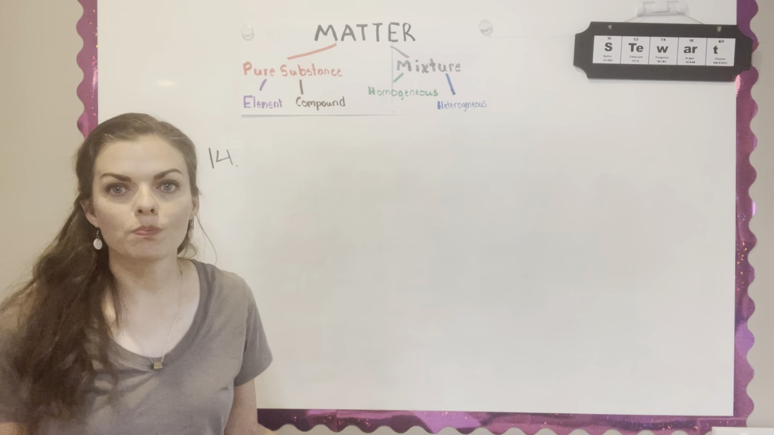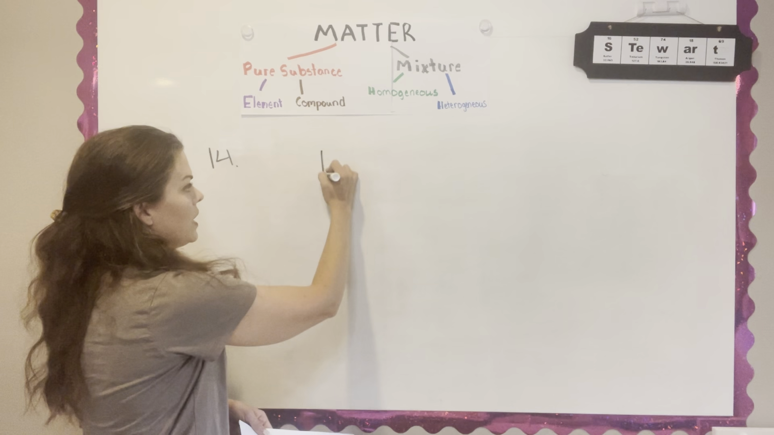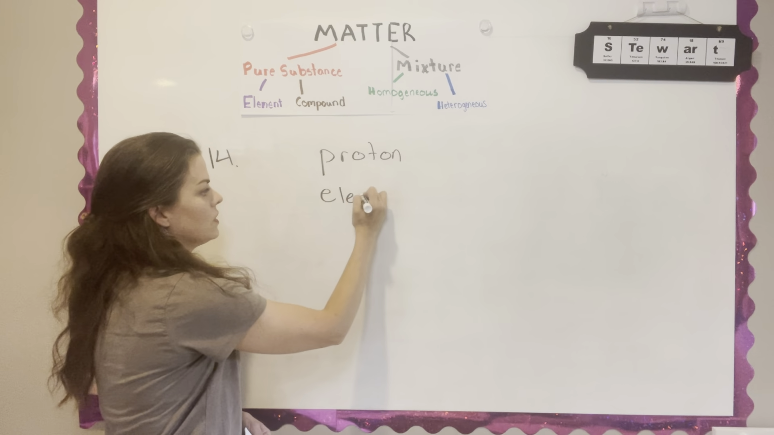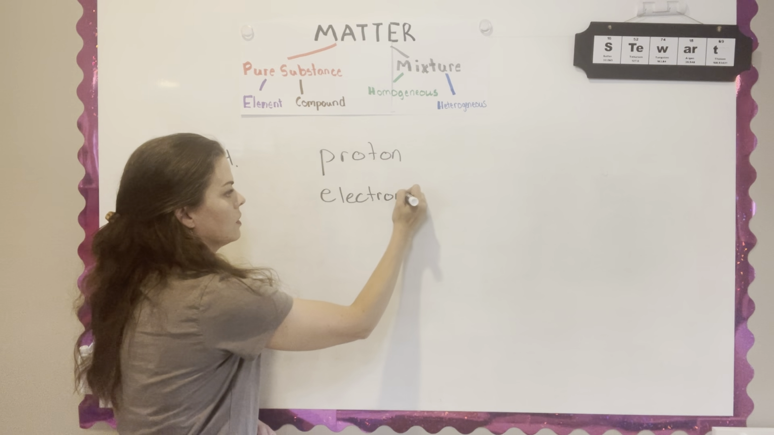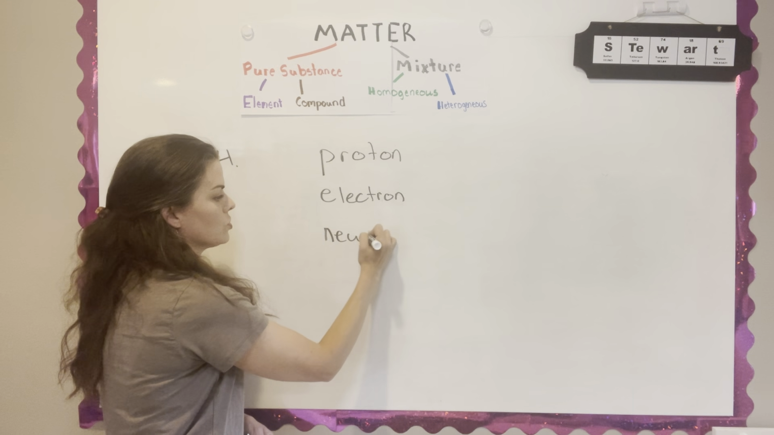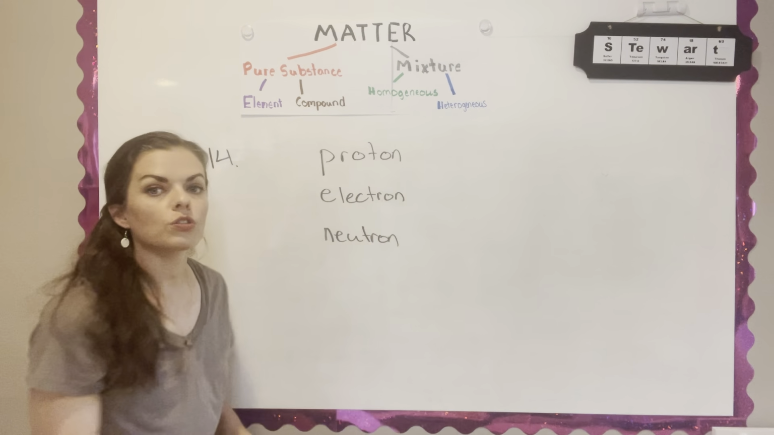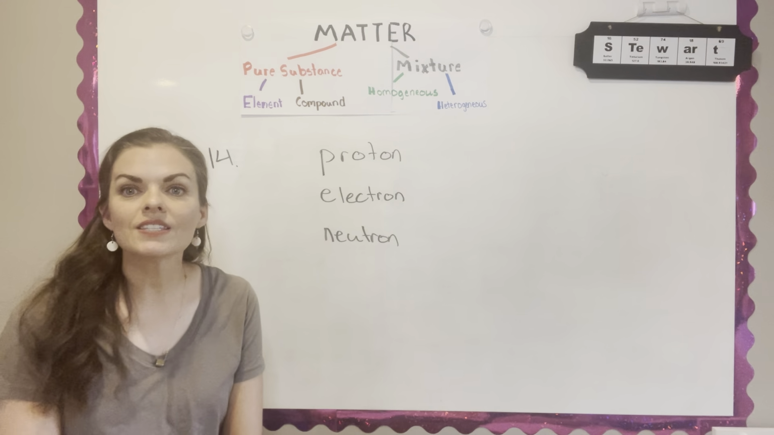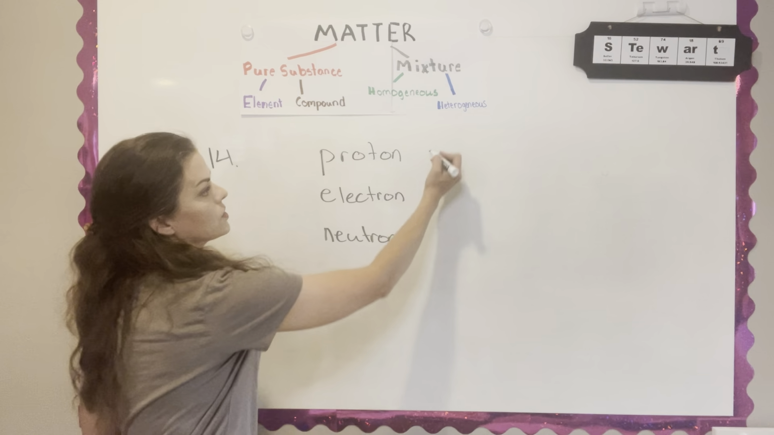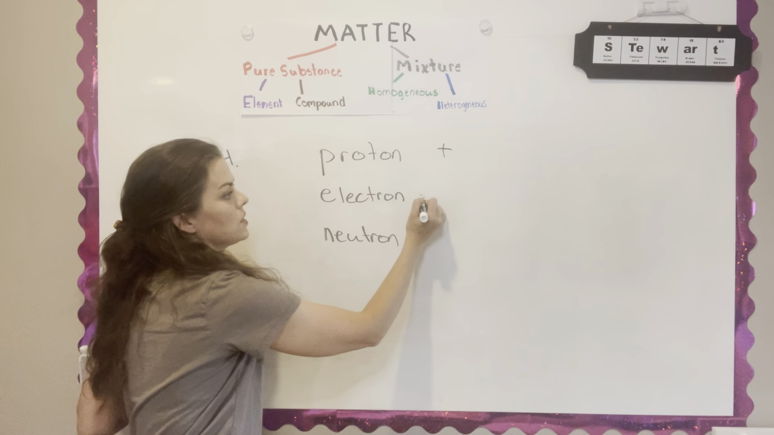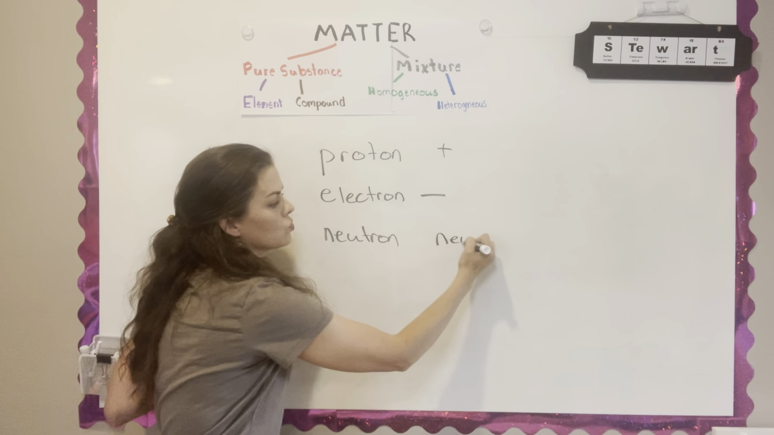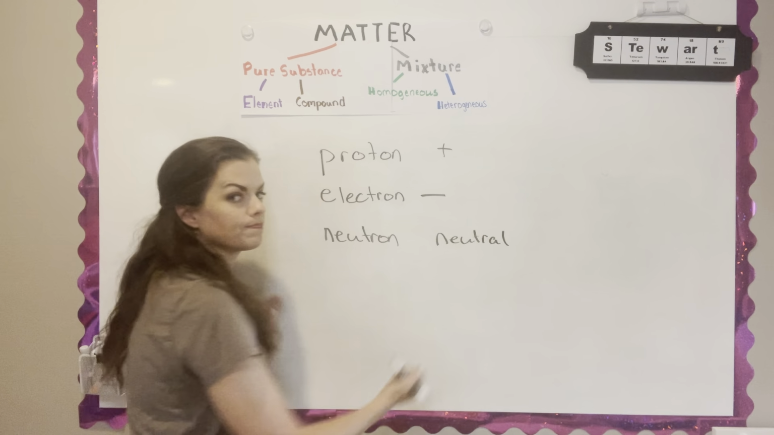Number 14 is pretty simple. It says what 3 particles make up an atom, and it is the positive proton, the negative electron, and the neutrally charged neutron. These are the three particles that make up an atom. Question number 15 says to give the charge for each of these. So a proton is positive, an electron is negative, and a neutron, we just say it's neutral. It doesn't have a charge.